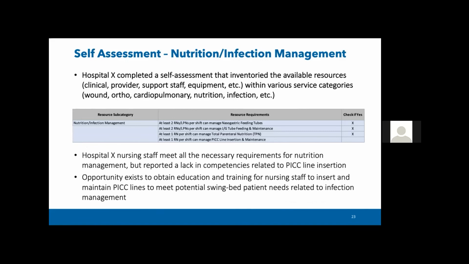And they had indicated that they did not have a nurse to be able to manage PICC lines, inserting them or maintaining them. So if that was the case and that was a barrier to being able to provide sufficient nutrition and infection management, then is there an opportunity to do some education and training for the nurses around inserting and maintaining PICC lines? So that was certainly a recommendation there.